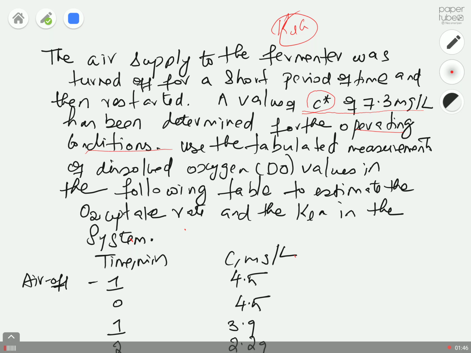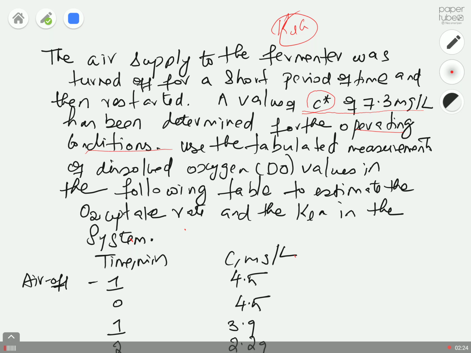And this fermentation broth contains live cells, which means once you switch off the air they will consume your oxygen, and once you supply oxygen they are going to breathe at the same time as you are transferring the oxygen. So it will happen simultaneously. Once you switch on the air, you are going to transfer the oxygen, and at the same time your microorganisms will never stop breathing, which means something is transferred and something is utilized simultaneously. That's why we call this a dynamic method.